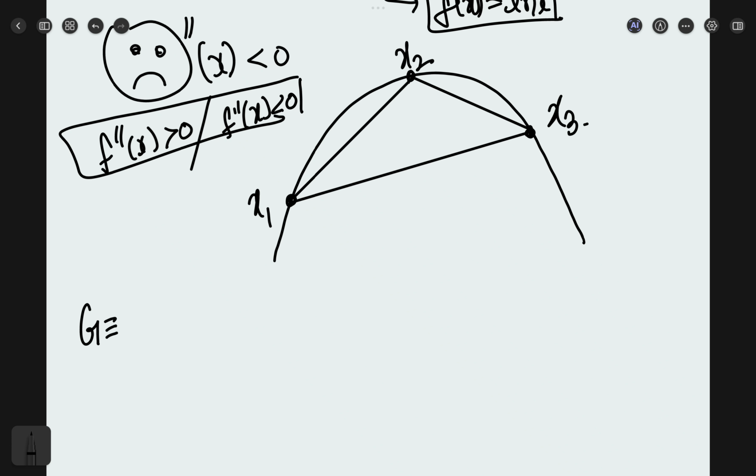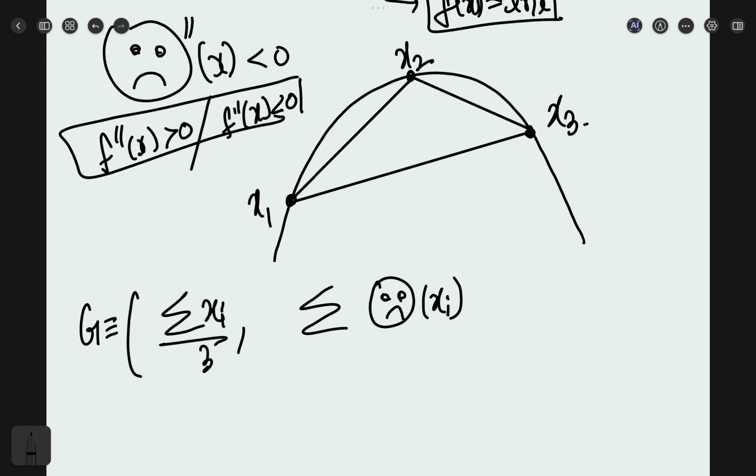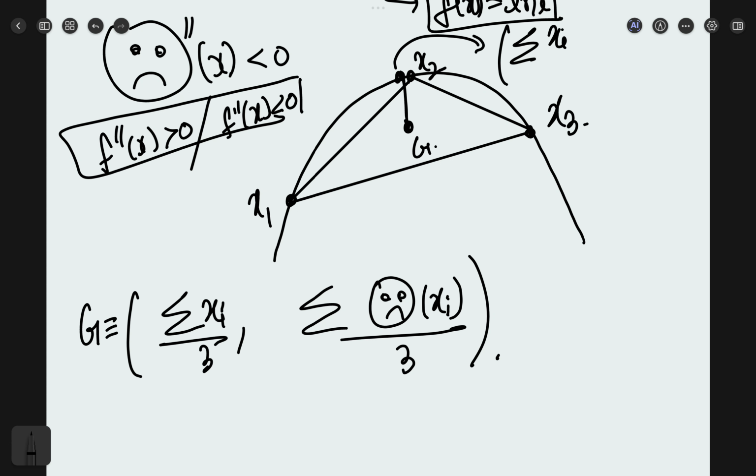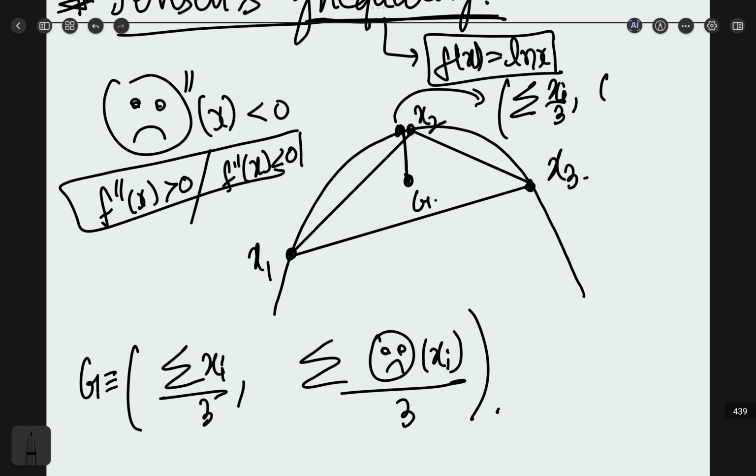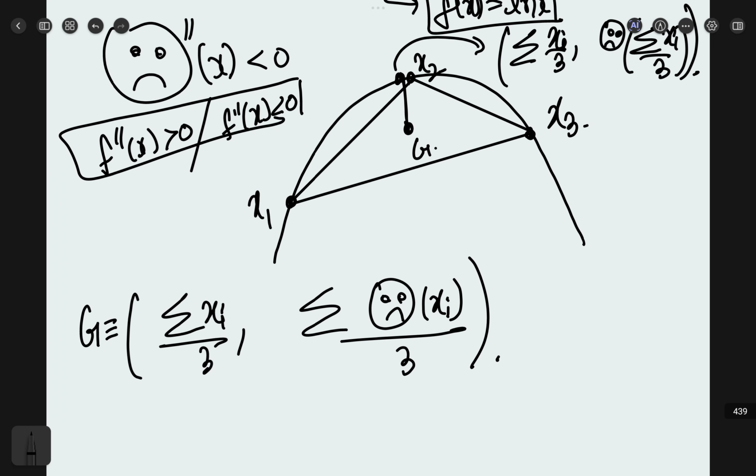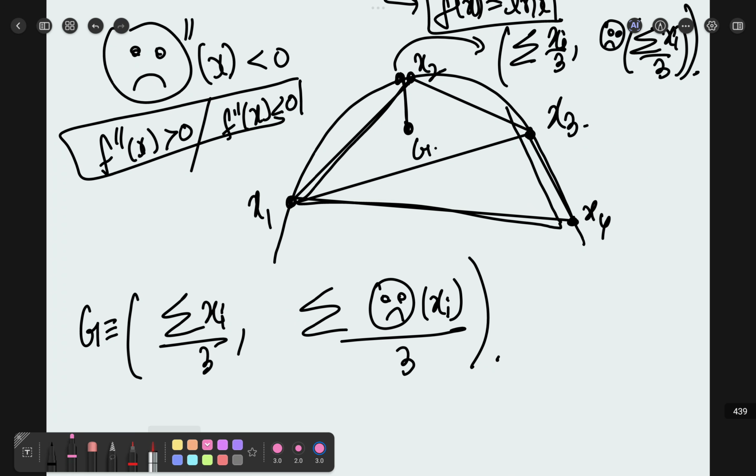and the sad function has, let's say, x1, x2 and x3. So clearly, if I want to locate the centroid, I would have sigma xi by 3 comma sigma sad of xi by 3. This would be the centroid. Okay, now this point is not x2, this point is sigma xi by 3 comma sad of sigma xi by 3, right? So clearly, I can take n numbers. You can add an x4 as well right here, and the centroid would still lie inside this region. Okay, because this is the basic concept of it, right?